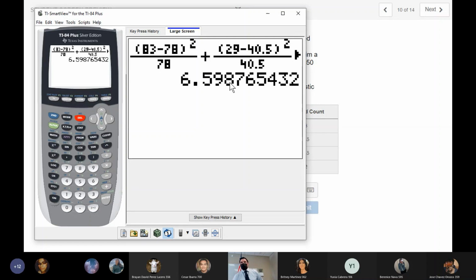Using our basic rounding rules, if the number to the right of the place you're rounding to is greater than or equal to 5, then you round up. Less than 5, you round down. Okay. So we get 6.599 or 6.6, basically. If you were to round this to 6.5, that would be incorrect. You've rounded too much off.